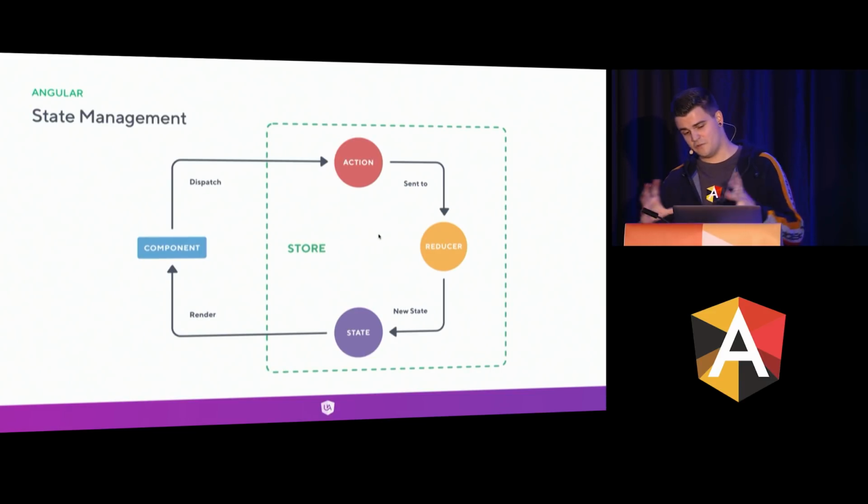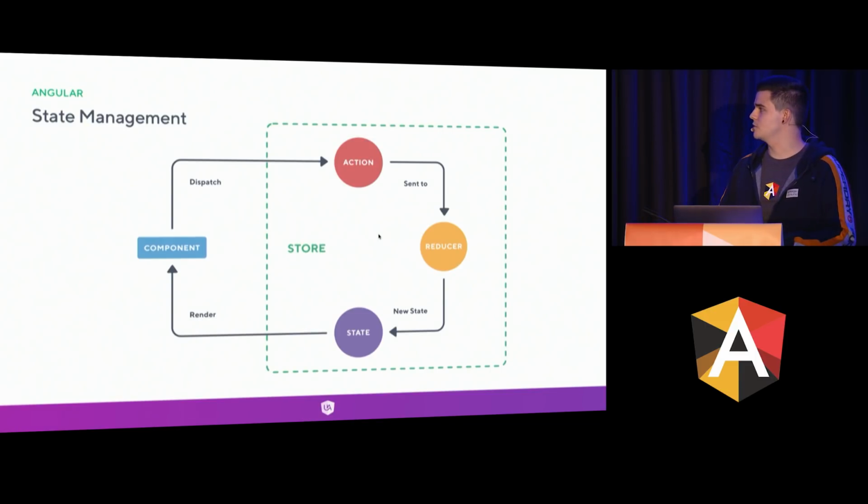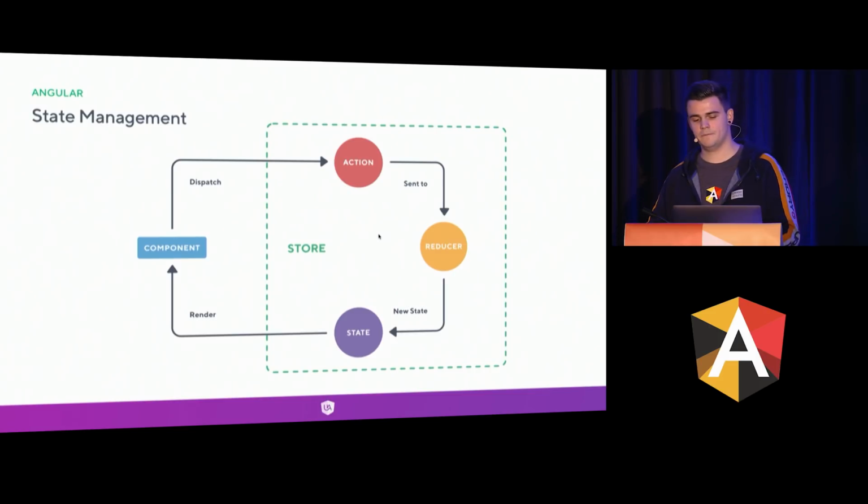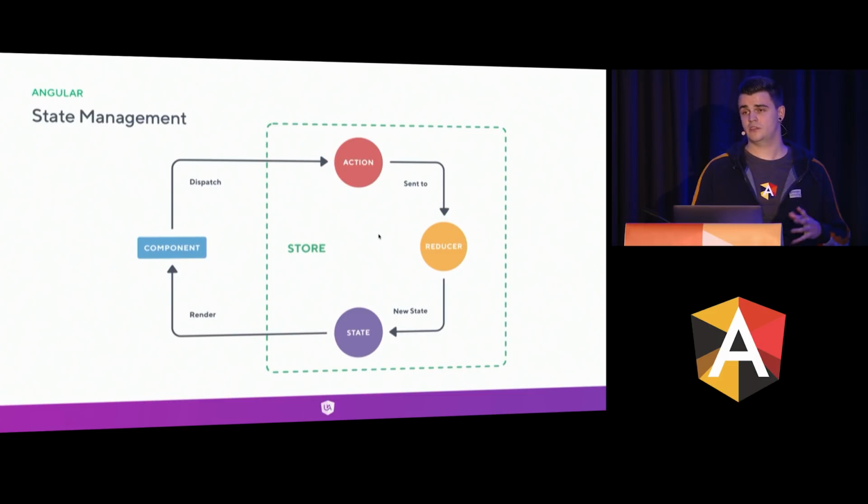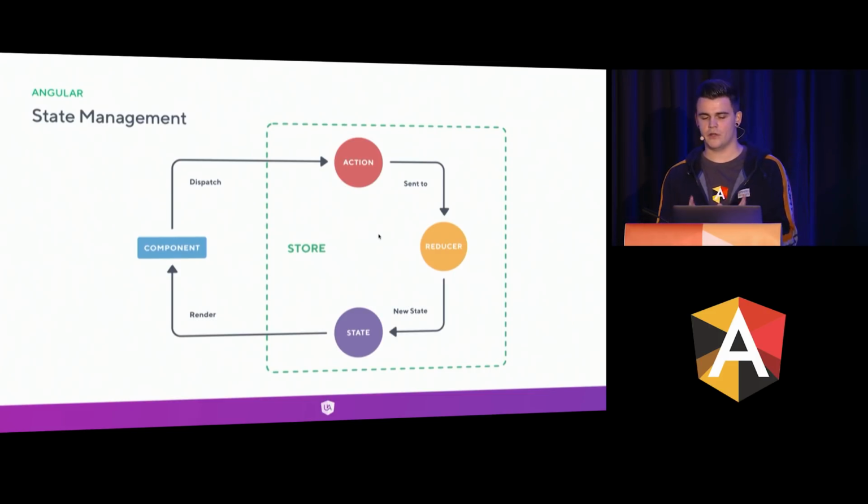So here's the final diagram on state management. We have a component which dispatches an action, it comes back to the reducer. We get that new state, and then we can continue the journey. And this is the final state management diagram, high level, of the system.